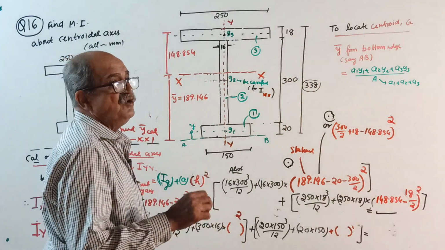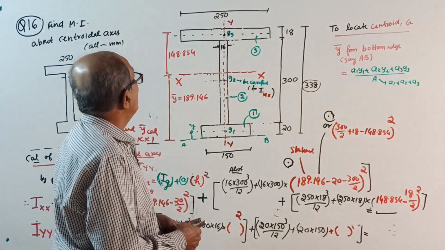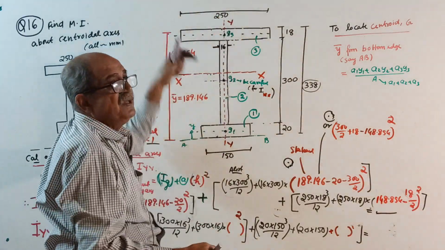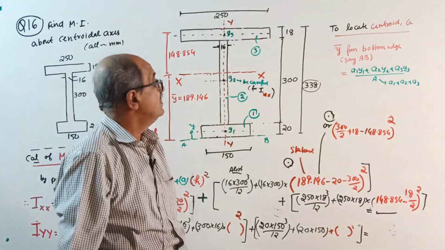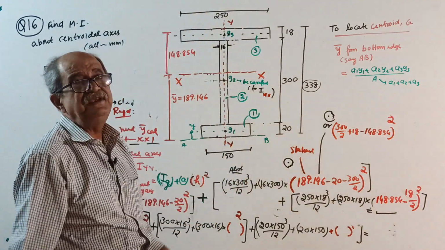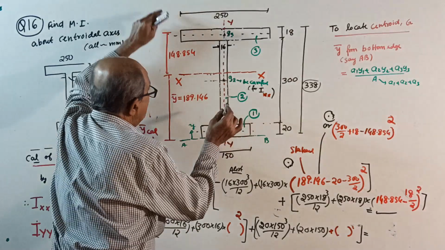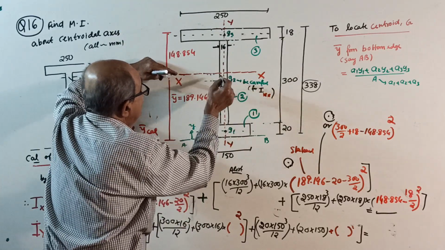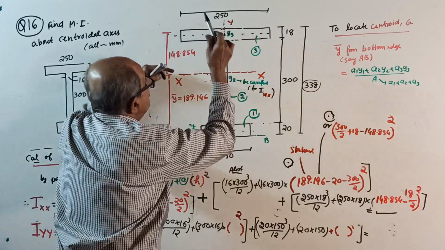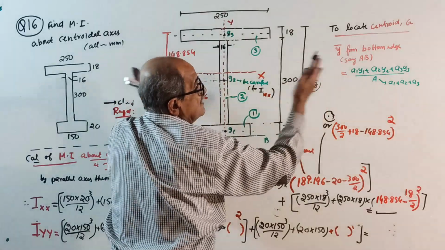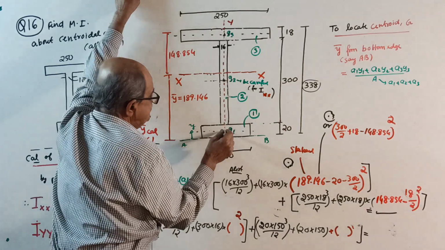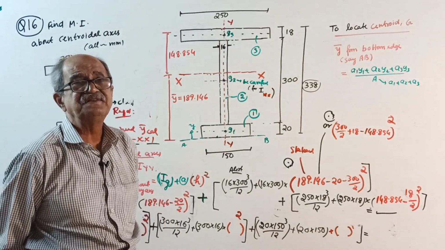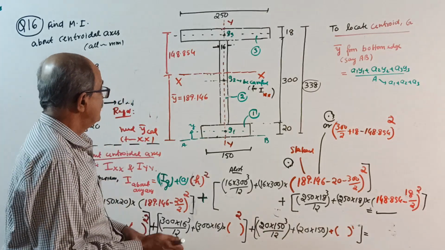Iyy. First of all, you have to make a note. When you find I about the yy axis, your G1, G2, G3, all of them lie on the yy axis because of symmetry. Therefore, when it comes to Ig plus A h square, for Ixx, the distance from the x axis is different for each, this distance square, this distance square. But when you do about y, it is the distance this way. And this way there is no distance because G1, G2, G3, all three lie on y. So only Ig, area into 0 square.